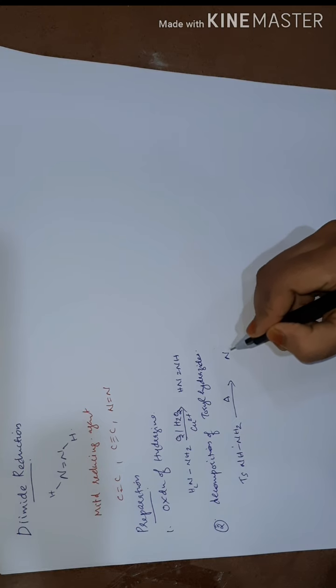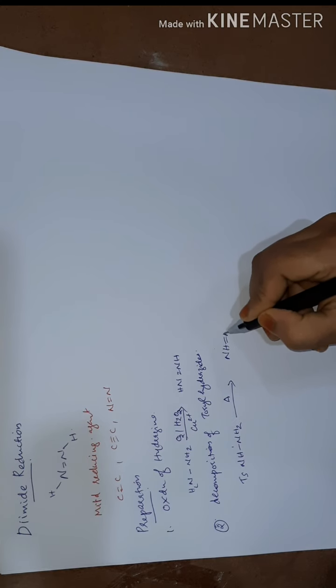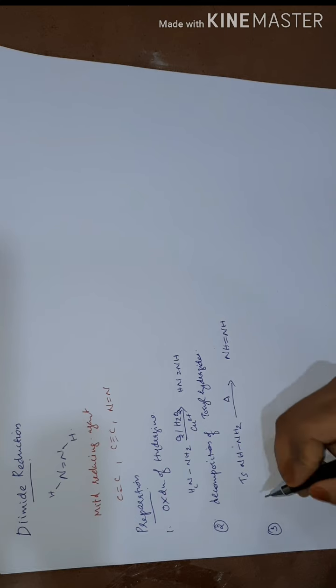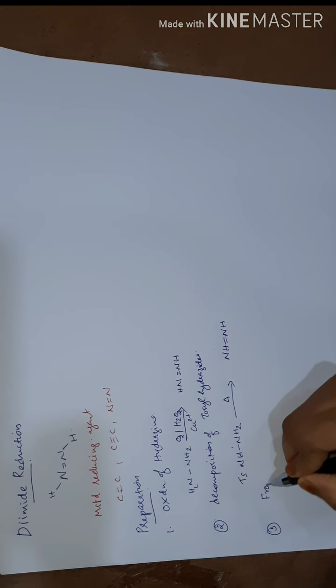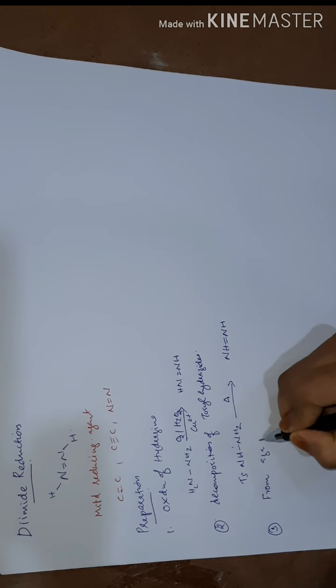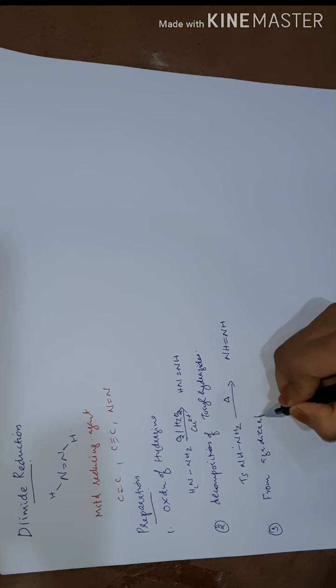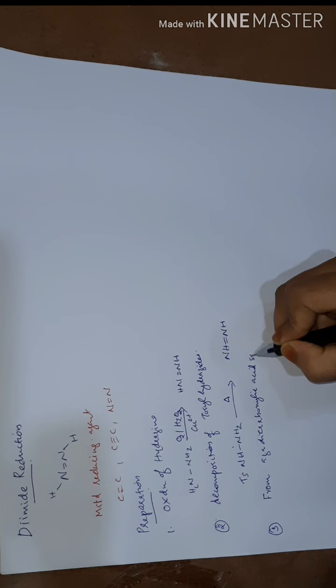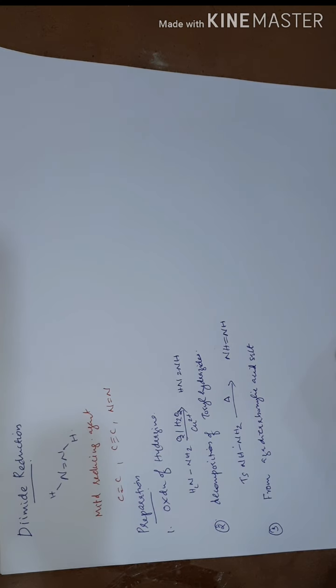decomposed to give diimides. And the third method for the preparation of this diimide is from aza dicarboxylic acid salts. This is the third method for the preparation of our diimide.